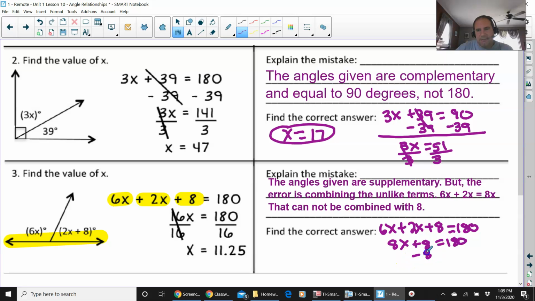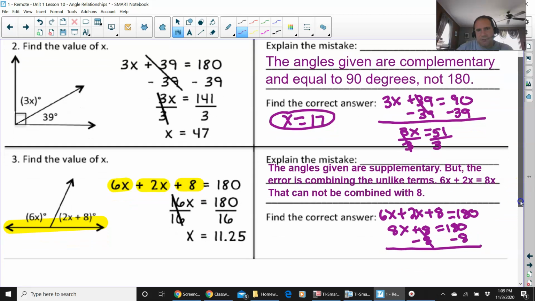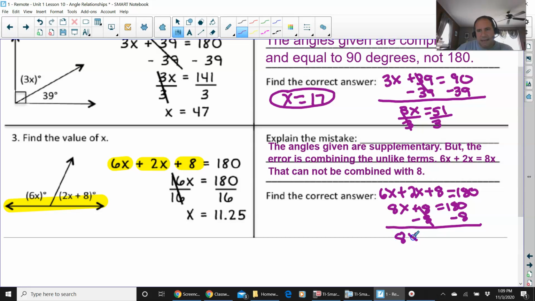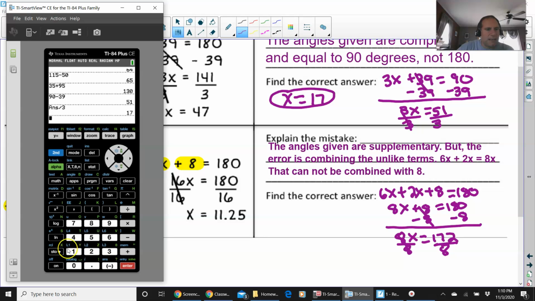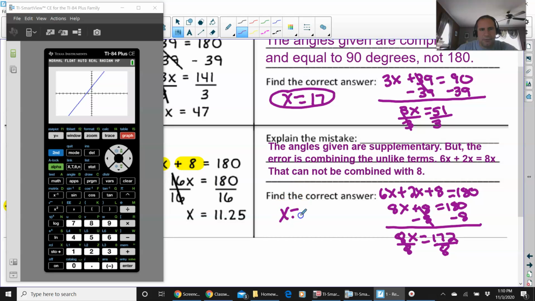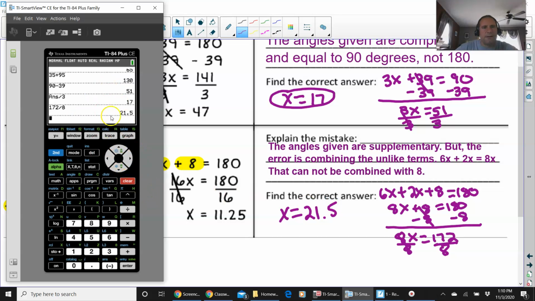But it was supposed to be 8x plus 8 equals 180. Subtract the 8 from each side, and we have 8x equals 172. Divide by 8 on both sides. And just to make sure, let's grab that calculator. 172 divided by 8 is that final answer. That is 21.5. X equals 21.5.